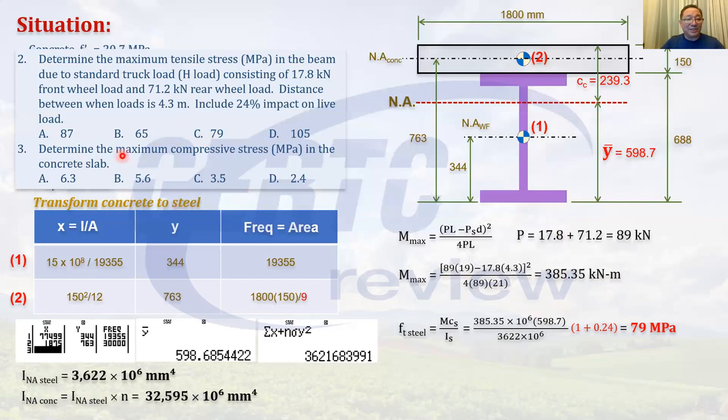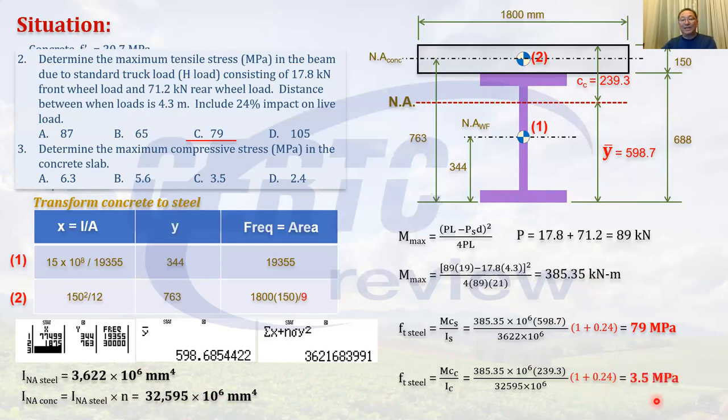Okay? The third question is the compressive stress in slab. So this time slab tayo, yung C natin 239.3, yun, ang gagamitin natin na ay ito na, ang concrete na, kasi concrete yung tinatanong. Okay, so MC over I pa rin, MC over I. Yung M natin, the same value, ang C natin is 239.3, ang I natin, ito yung gamitin mo. Ha? And then of course, dagdagan natin ng factor, yung impact, times 1 plus 0.24, so that is 3.5 MPa, and your answer is letter C. Okay? Yan ang problem na ito. Na? Okay, sige.